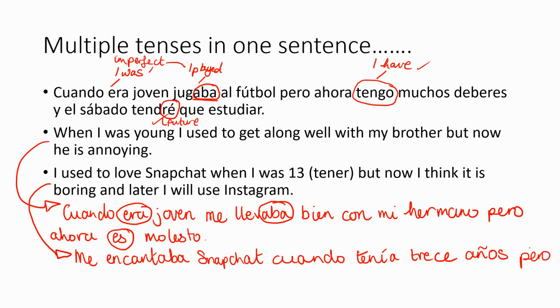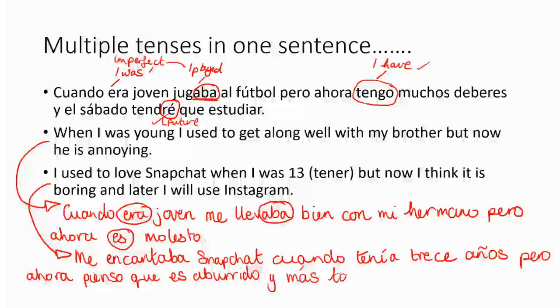But now, okay? Same as the first sentence, pero ahora. Right, ahora what? But now, I think it is boring. So, pero ahora pienso que es aburrido. And later, I will use Instagram. Y más tarde, we're going to say I will use. So we're going to take our infinitive, usar, and we're going to stick on a, that e with the accent, our a, usaré. On the end, usaré Instagram.